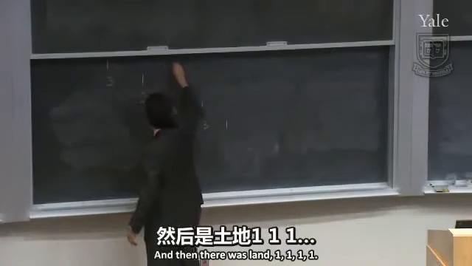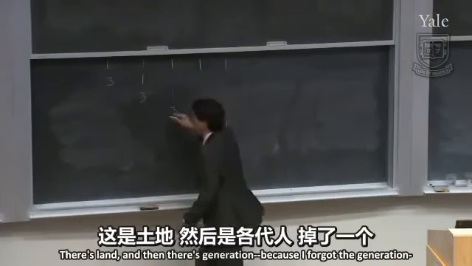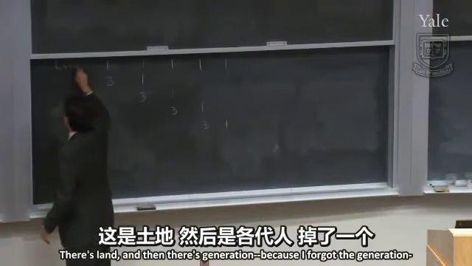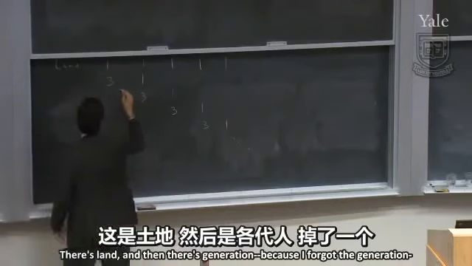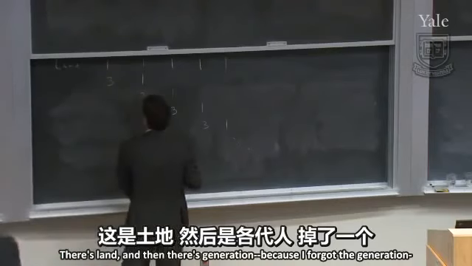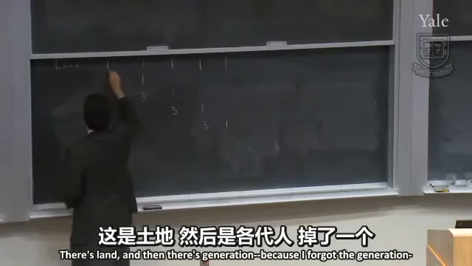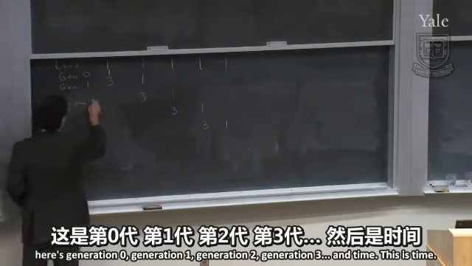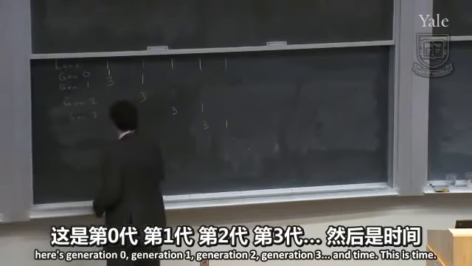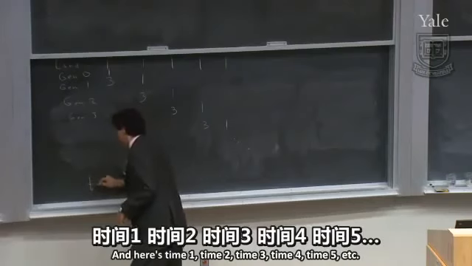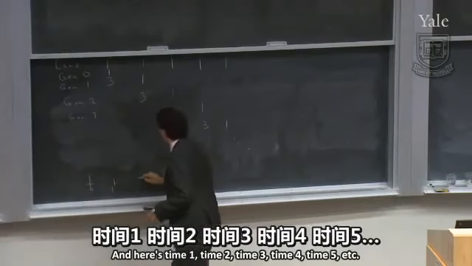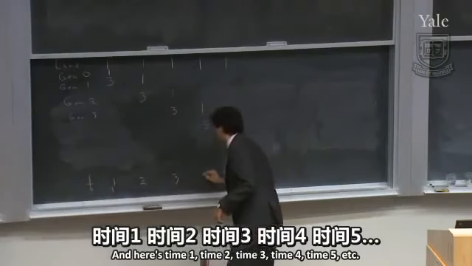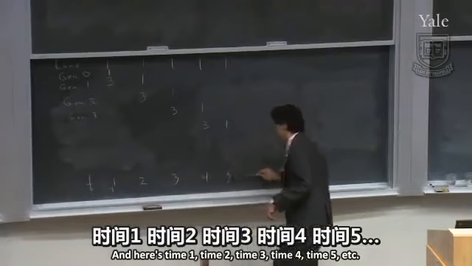And then there was land, 1, 1, 1, 1. So here's land, and then there's generation. Here's generation 0, generation 1, generation 2, generation 3, and so on. And this is time: here's time 1, time 2, time 3, time 4, time 5, etc.